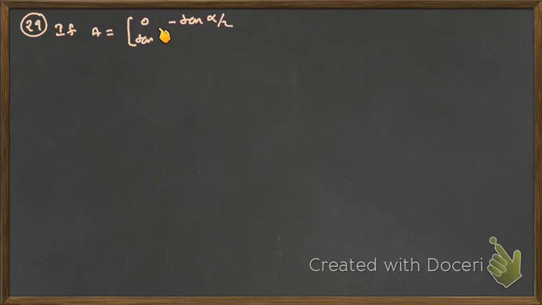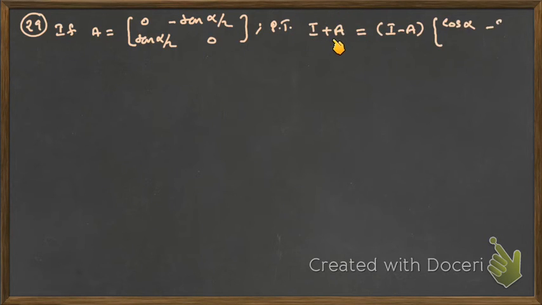If A is the matrix [0, minus tan alpha by 2; tan alpha by 2, 0], then prove that I plus A is an identity matrix times... Since my A is a 2 by 2 matrix, I know that this I has to be 2 by 2 as well. So my I in this case is [1 0; 0 1], and I need to prove this result. So there is a left side, there is a right side.